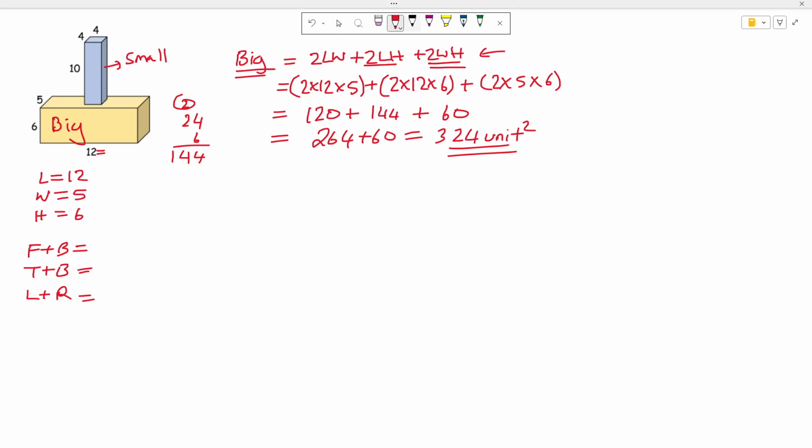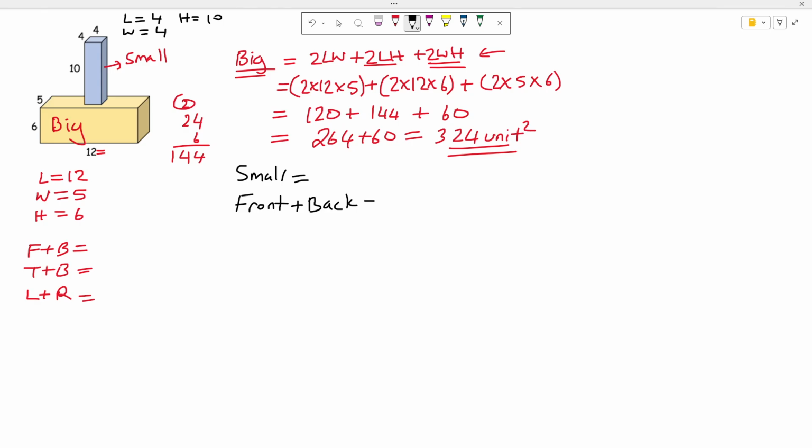Now let's go ahead to the small rectangular prism. Again, we know the length is 4, so let's write it down here. The length is equal to 4, the width is equal to 4 also, and the height is equal to 10. In this case, let me use the front back method instead of using the formula, right guys? So let's go ahead and find the front and back.